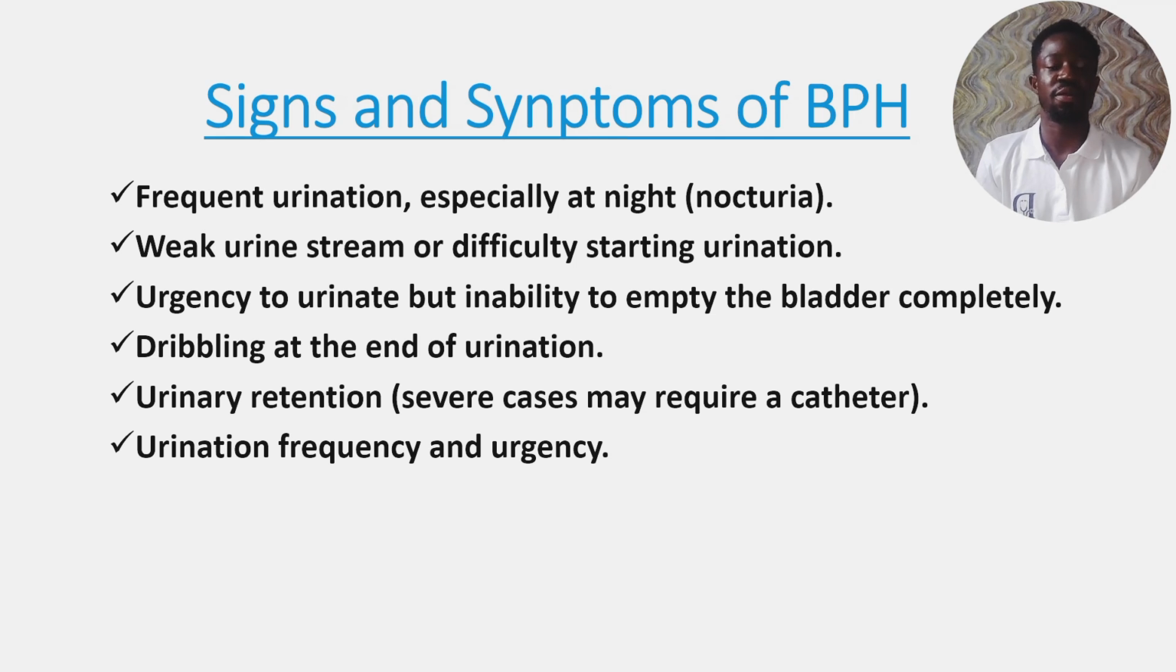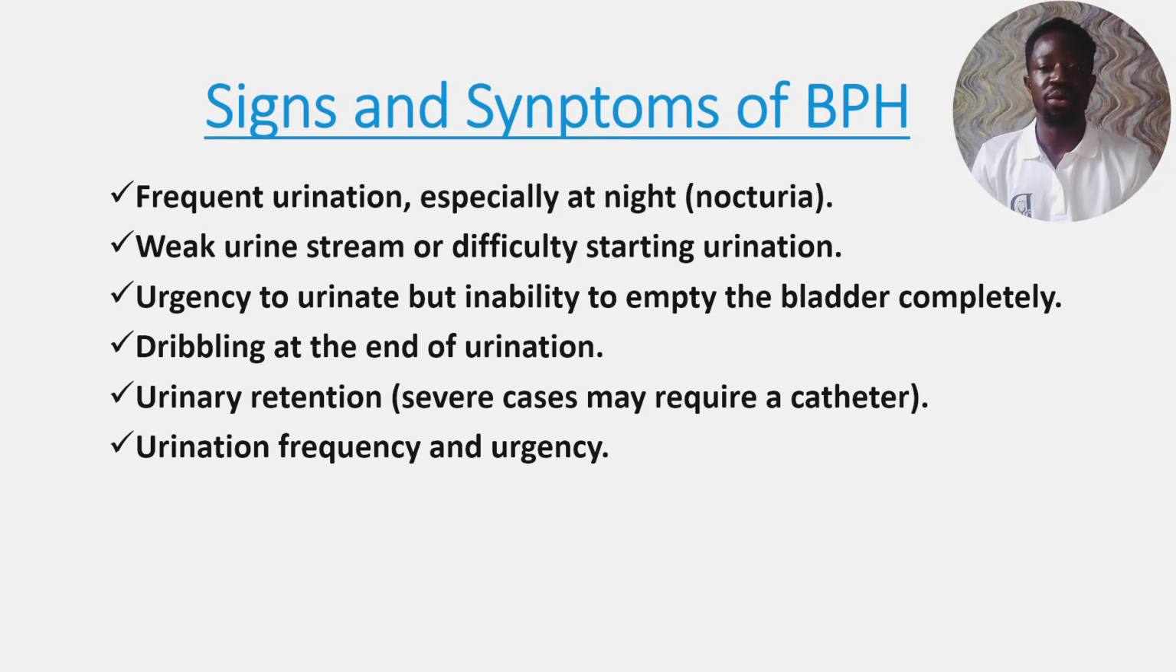Look at signs and symptoms of benign prostate hyperplasia. Frequent urination is one of the major signs and symptoms, especially at night. So people with BPH will always have frequent urination, especially at night. Weak urine stream or difficulty starting urination. People that have BPH will always find it difficult to start urination. They sometimes have painful urination, and when they want to start, the urine can be dribbling. So the urine stream will be very weak, right?